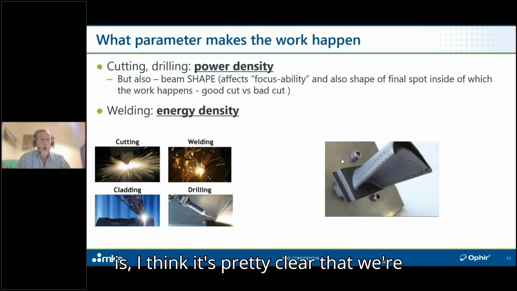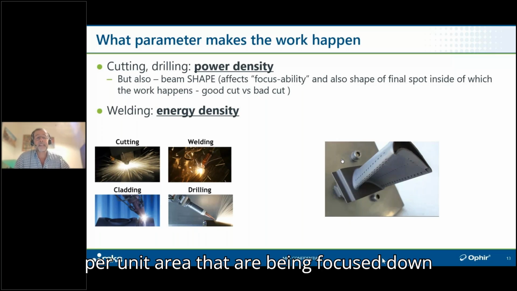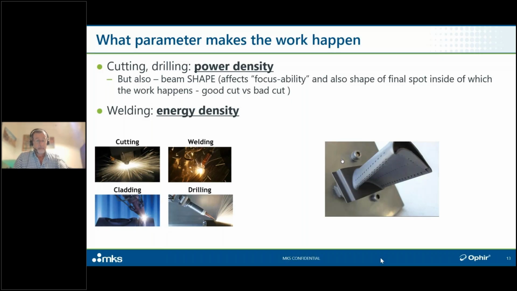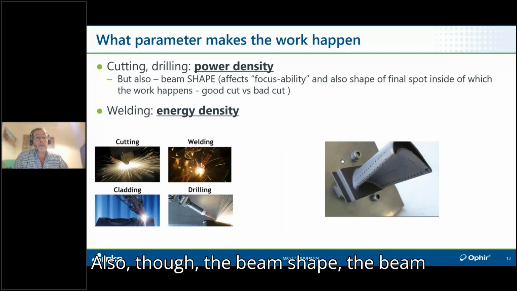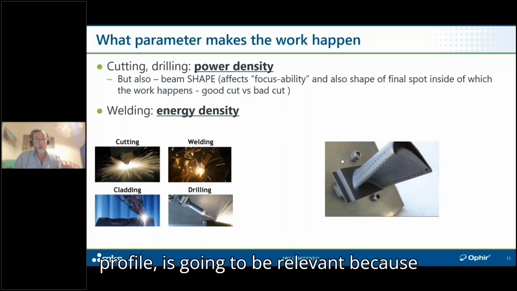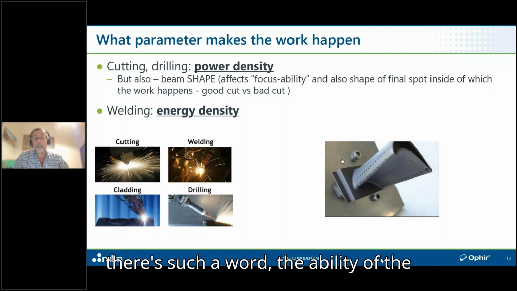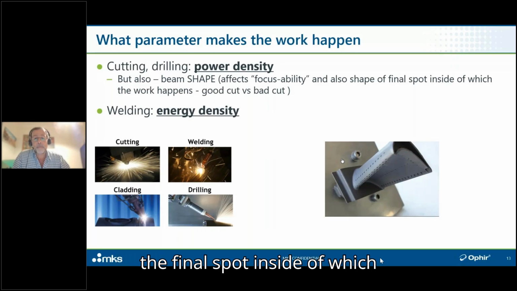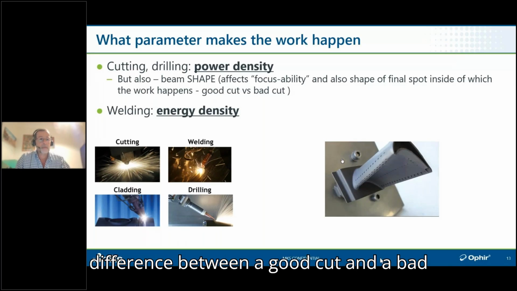Also, though, the beam shape, the beam profile is going to be relevant because that affects the focusability, if there's such a word, the ability of the beam to be focused, and also the shape of the final spot inside of which my application, the work is supposed to happen. And that could make the difference between a good cut and a bad cut, a good hole or a bad hole, and so on. Here on the right side, you can see air cooling holes in a jet engine turbine blade that would have been, if not impossible, at least very difficult to produce using traditional mechanical drilling.